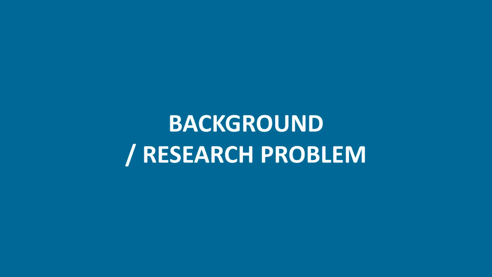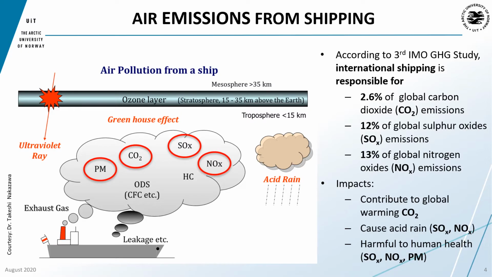Background research problem. Air emissions from shipping are in the form of carbon dioxide, CO2, sulfur oxides, SOx, nitrogen oxides, NOx, PM, particulate matter, and so on. According to the third greenhouse gases study established by the International Maritime Organization, IMO, international shipping is responsible for 2.6% of global CO2 emissions, 12% of global SOx emissions, and 13% of global NOx emissions.